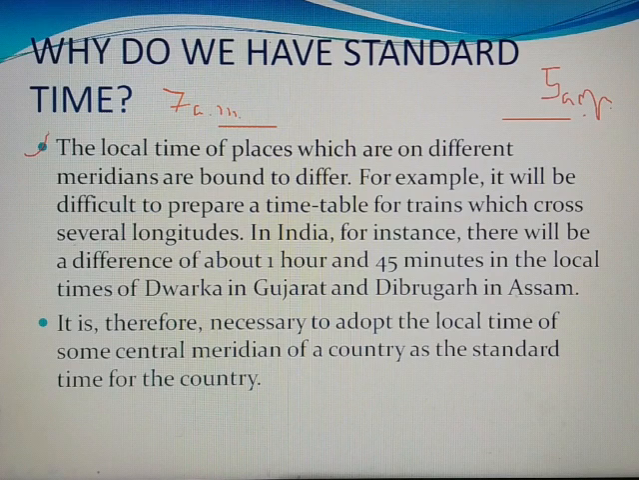That means a sunrise and sunset timing difference. Sunrise may be at 5 a.m. in Assam, but in Gujarat the sun is going to rise around 7 a.m. That means there will be a difference of around 2 hours. So we cannot go with the local time.